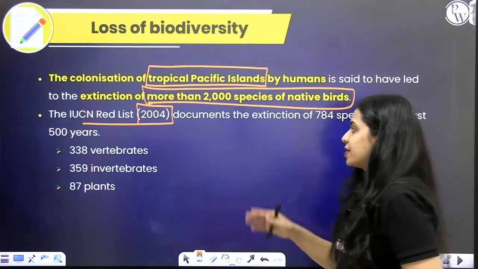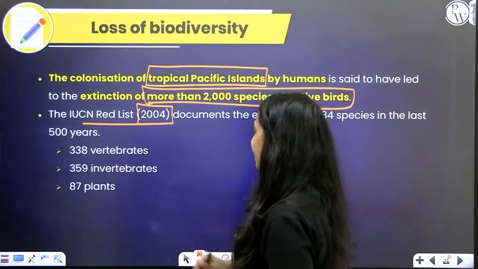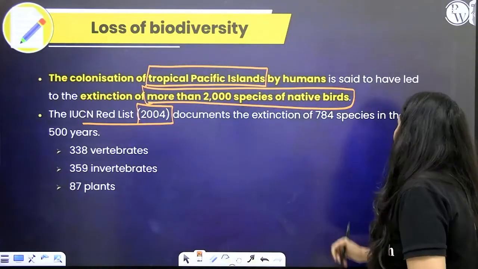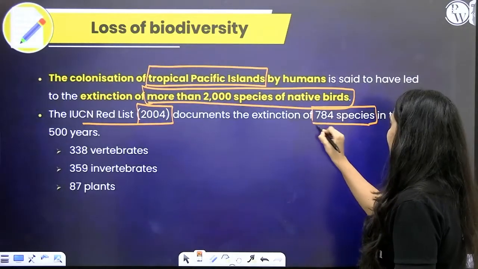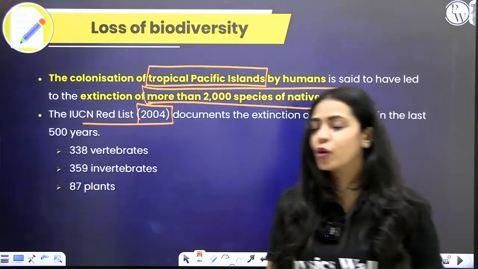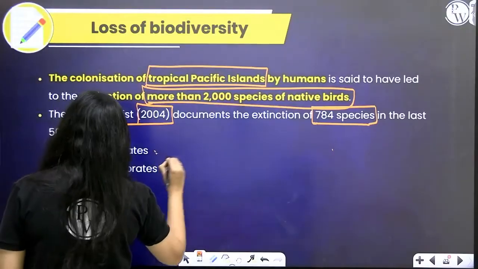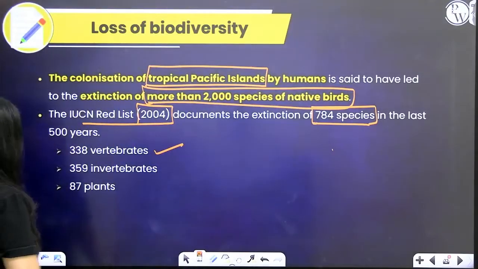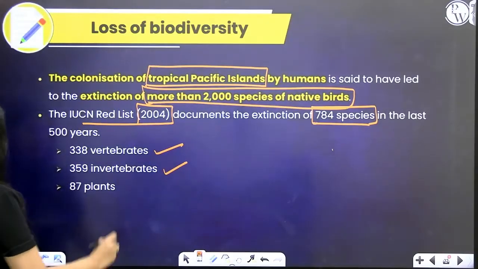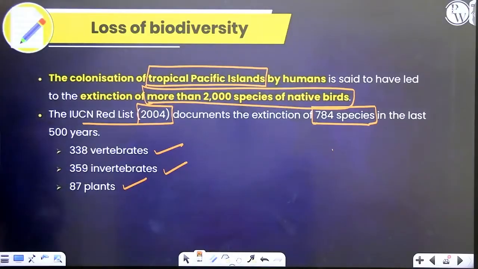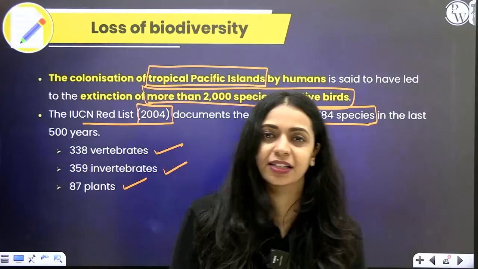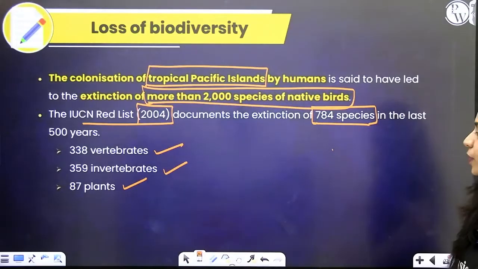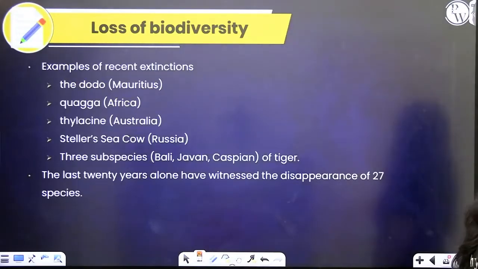So according to this IUCN Red List in 2024, in the last 500 years, 784 species have gone extinct, which includes 338 vertebrates, 359 invertebrates, and 87 species of plants. And why do you think this has happened? This has happened because of human activities, human greed, okay? Which is what we all should try to avoid.